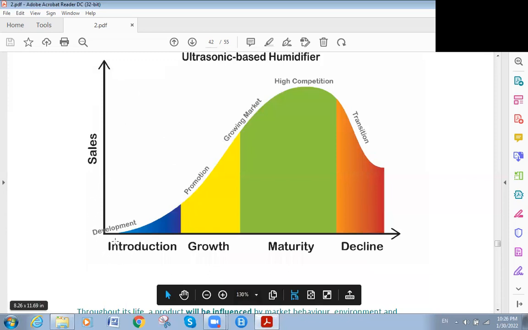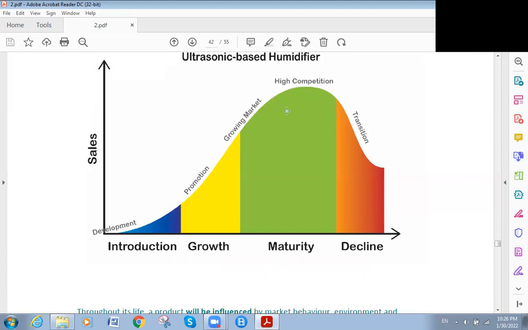Like you see here, in the introduction, sales are increasing. In the growth, sales continue to increase. In the maturity, sales also continue increasing. But wait a minute, until the peak of the maturity, then after that the declination will happen. Look at all the products around you: you will find the declination, or going down.